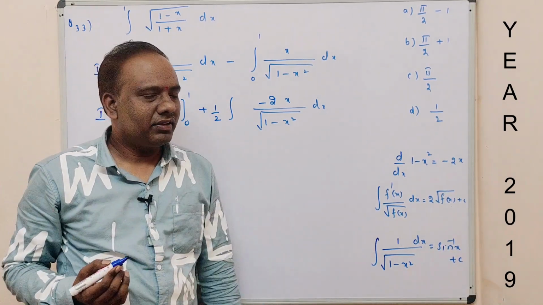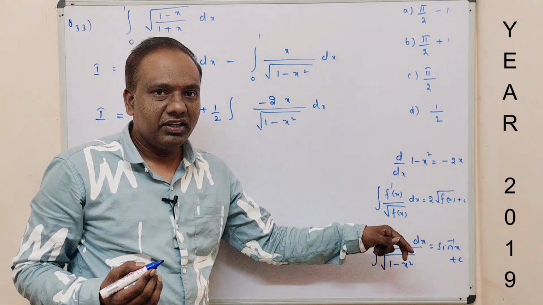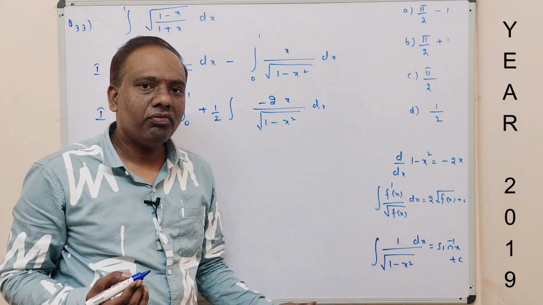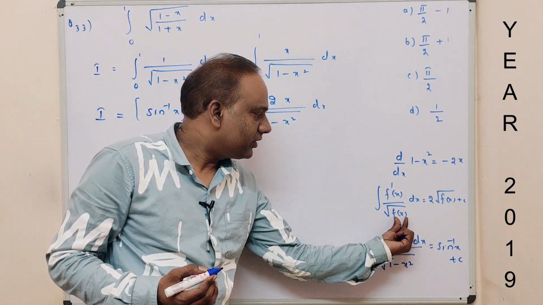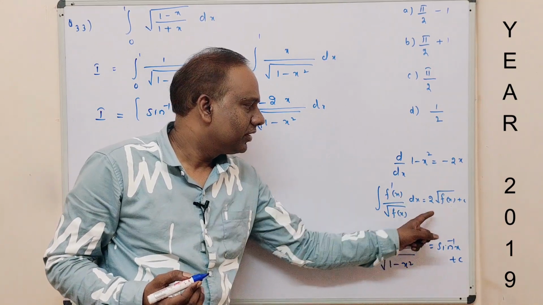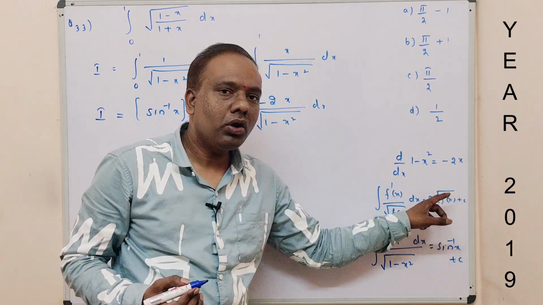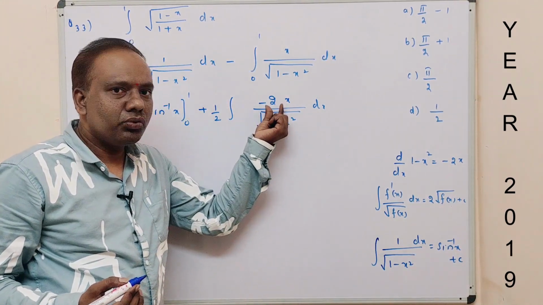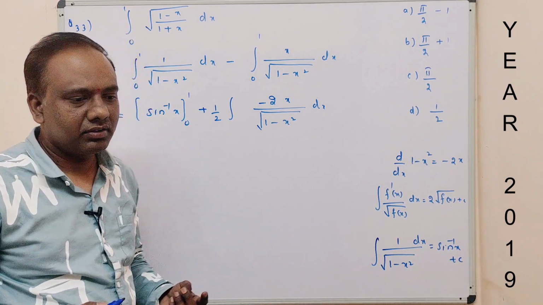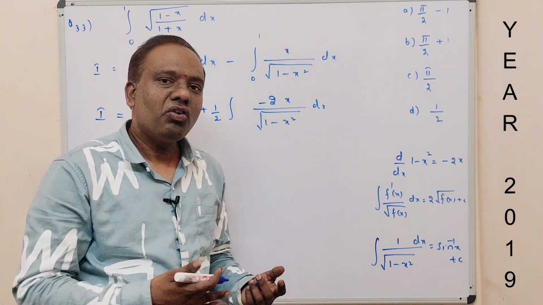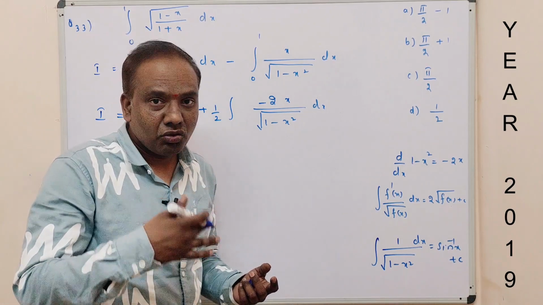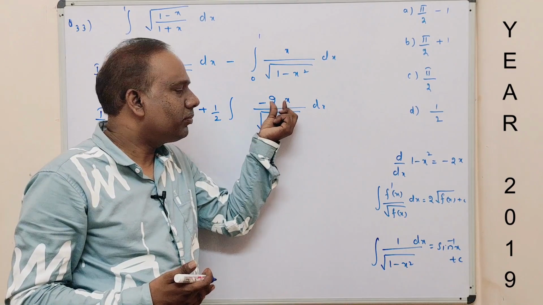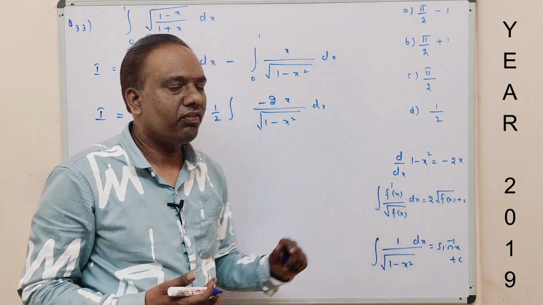Why can we do this? Actually, there is an integration formula: the integration of f dash of x by root of f of x. That means when this differentiation is in the numerator, we can write the integral value as 2 root of f of x plus c. For example, the integration of 1 by root x is equal to 2 root x. Like that, when this differentiation is here, we can write 2 root of f of x.